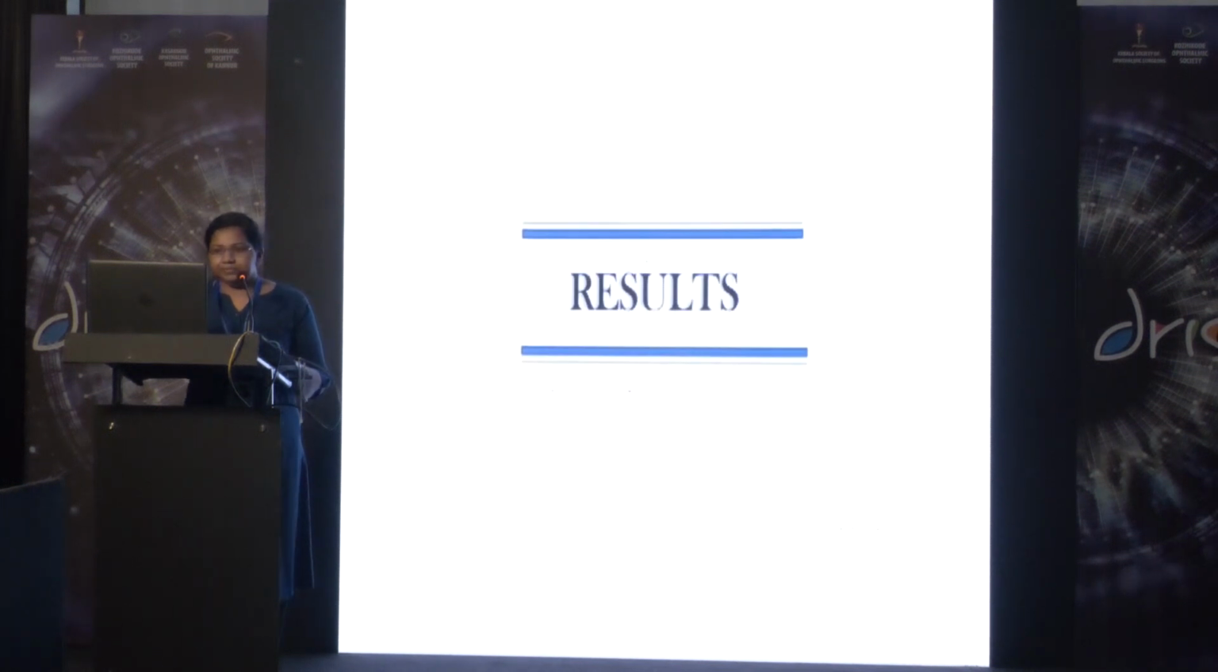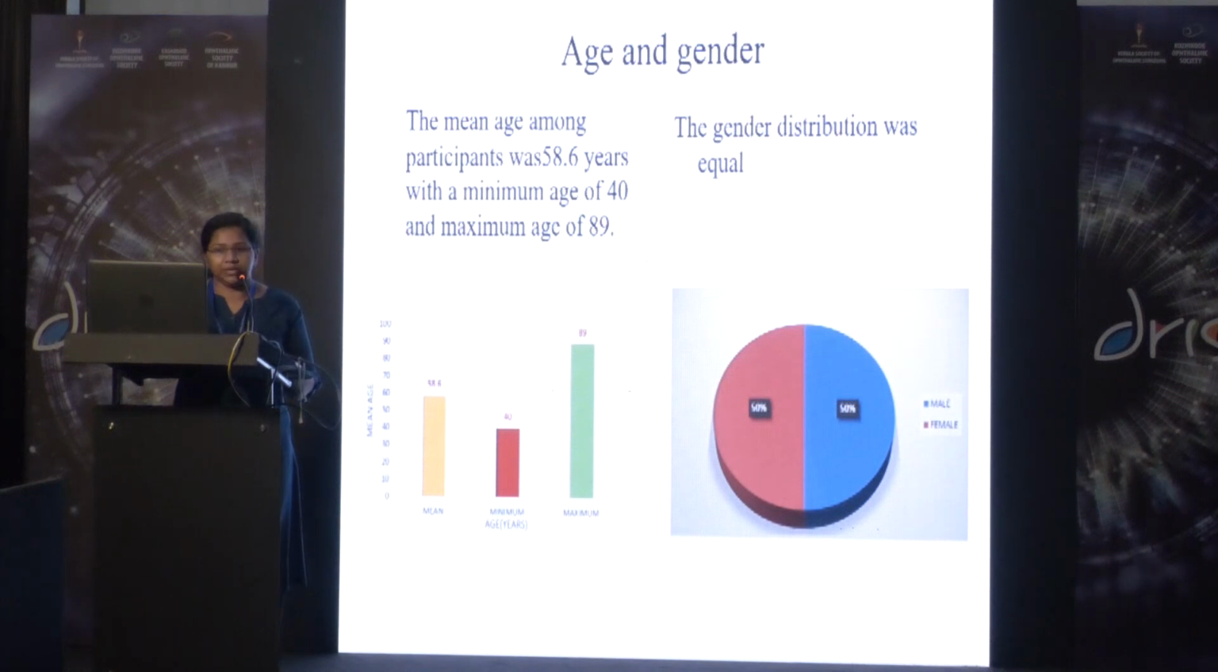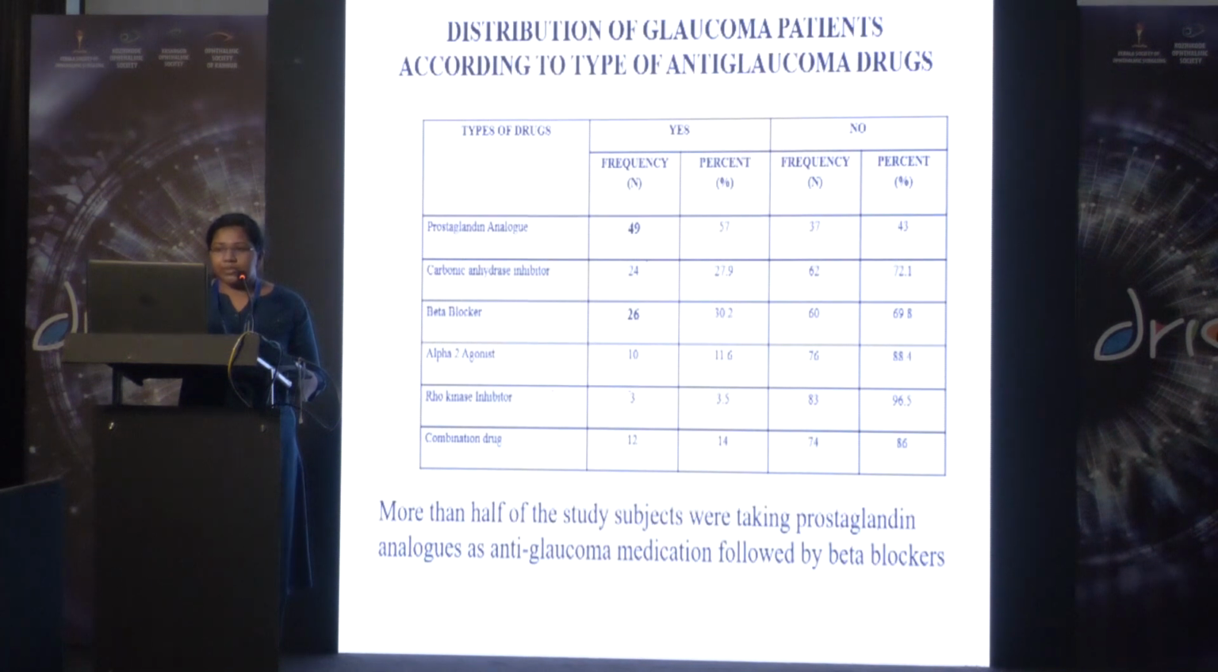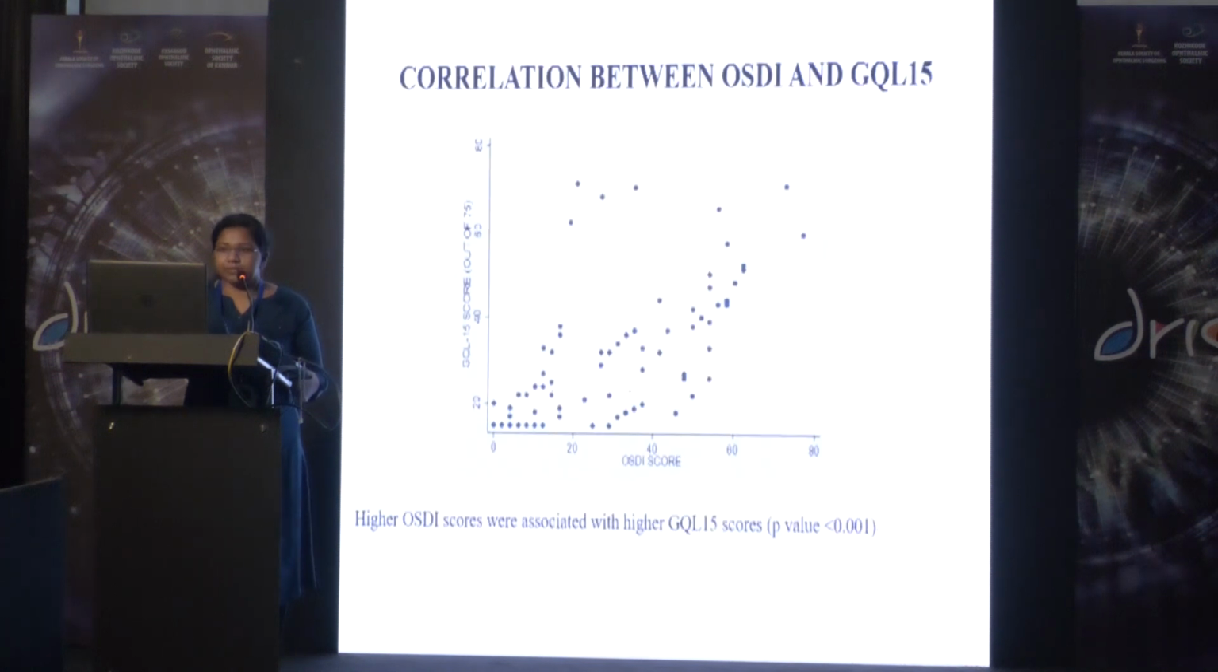Coming to the results, the mean age among the participants was 58.6 and the range was 40 to 89. The gender distribution in my study was equal. In the distribution of glaucoma patients in my study, 29.1% were from moderate glaucoma. The mean value of TBUT and Schirmer was lower with higher corneal staining values in cases. And in the distribution of glaucoma patients according to the anti-glaucoma medicine, approximately 50% were on prostaglandin analogs, followed by beta blockers.